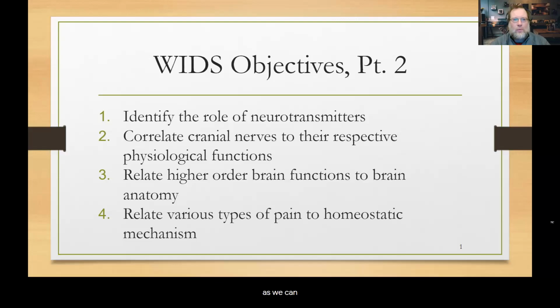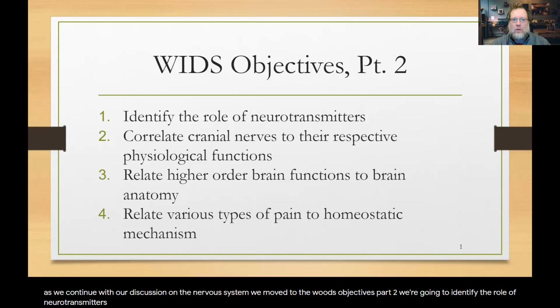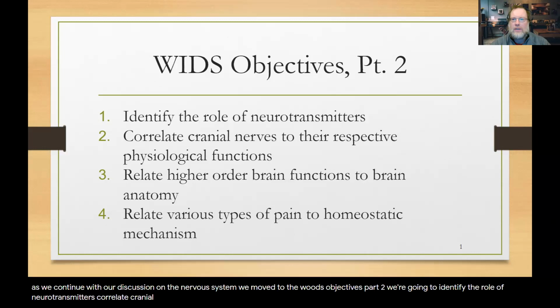As we continue with our discussion on the nervous system, we move to the WIDS objectives part 2. We're going to identify the role of neurotransmitters, correlate cranial nerves to their respective physiological functions, relate higher order brain functions to brain anatomy, and relate various types of pain to homeostatic mechanism. Now, all of that sounds like a mouthful to me.